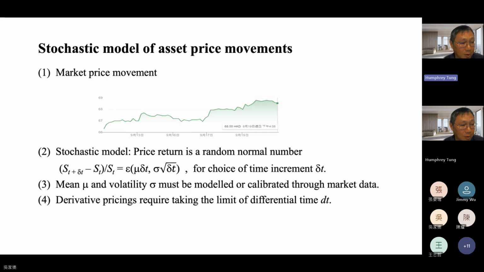So you need to put in a model that you believe can describe this kind of movement, but it still follows some kind of random process. But how random, and according to what parameters? Then there's something called a stochastic model in bullet two. Bullet two says price return is a random normal number. So this is a stochastic model. It follows a random normal distribution, with some mean and some standard deviation.